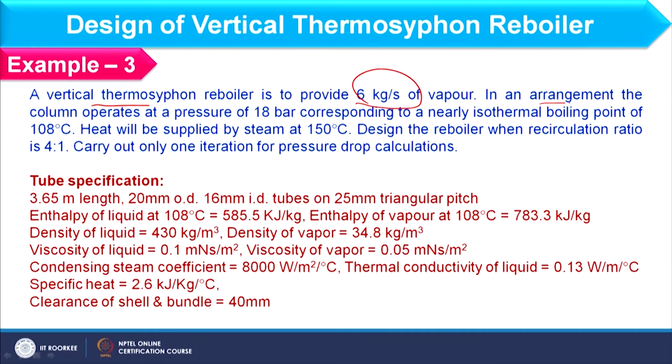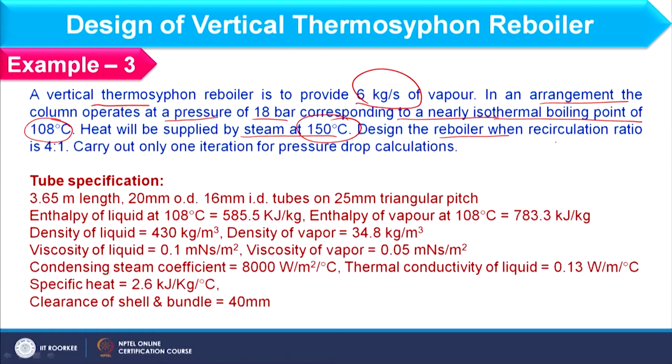In this arrangement, the column operates at a pressure of 18 bar, which corresponds to a nearly isothermal boiling point of 108 degree Celsius. Heat will be supplied by steam at 150 degree Celsius. So in this case, either tube side or shell side, we have isothermal conditions. So we have to find the mean temperature difference accordingly, and we have to design the vertical thermosyphon reboiler to maintain a recirculation ratio of 4:1. Further, we have to carry out only one iteration for pressure drop calculations.